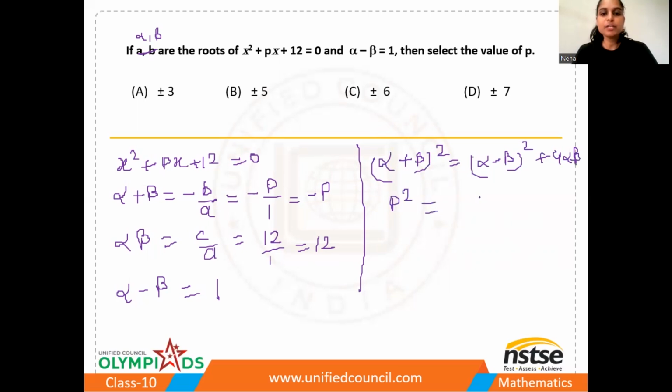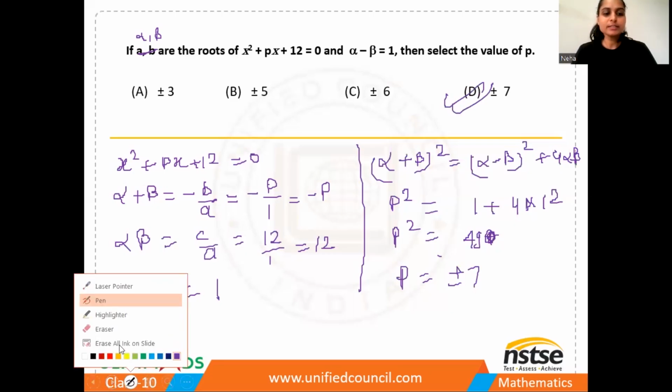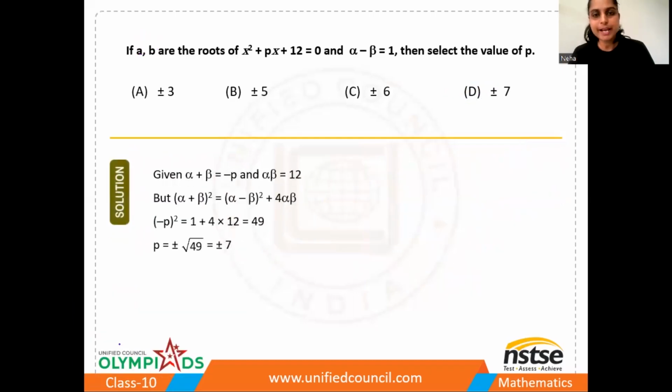This is alpha minus beta whole square, it is 1 plus 4 into alpha into beta, that means it is 4 into 12, right? So, p square is nothing but equal to 1 plus 4 into 12, and plus 1, it is 49. I'm just writing it directly. That means p is nothing but equal to plus minus 7. Yes, option D is your right answer.